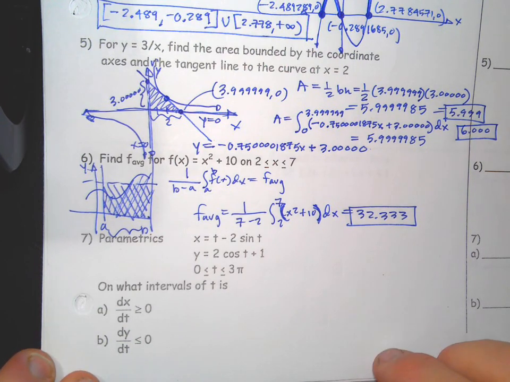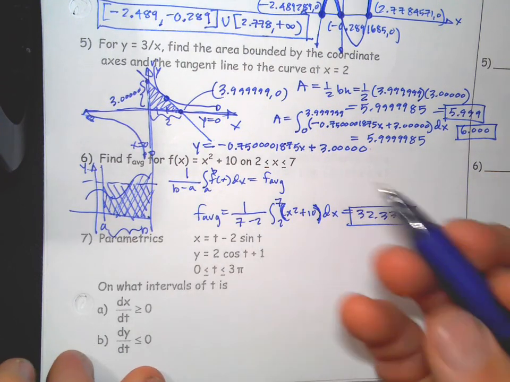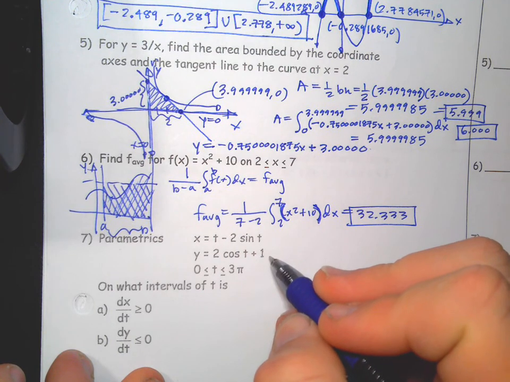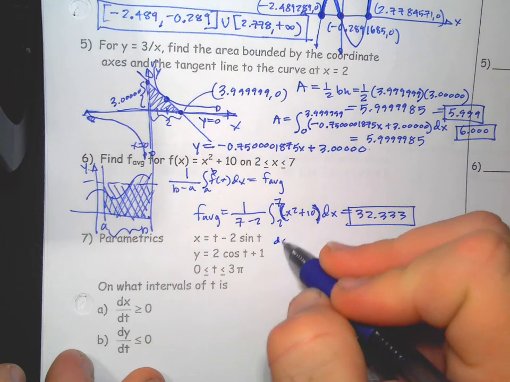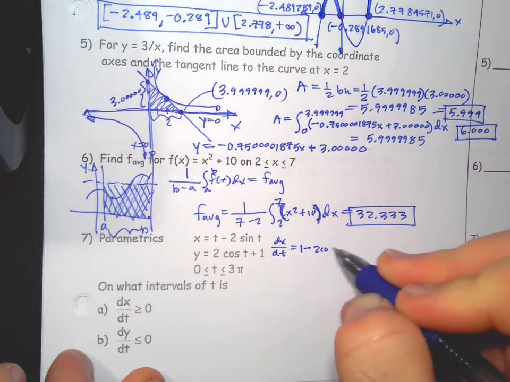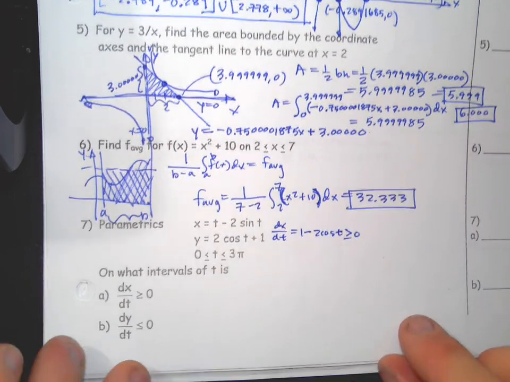Okay, parametrics. You don't even need to know about parametrics, but it's two-dimensional motion. We'll be studying it in depth in its whole own unit. But for now, you can just treat this problem like problems from last year. dx/dt, well, take the derivative. dx/dt equals 1 minus 2 cosine t, and you want it to be greater than or equal to 0. So it's really just a trig inequality.